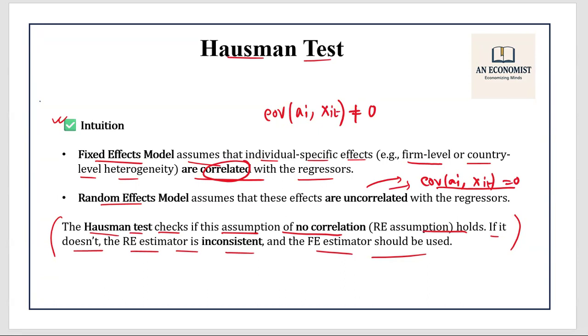So what is the intuition? The null hypothesis will test basically whether the covariance of αᵢ and xᵢₜ is 0 or not. If we see that this is true, then we say that yes, no correlation exists, which means we should follow the random effect model because the random effect assumption is holding. But if this assumption is violated, then we will say the random effect estimator is inconsistent and we should follow the fixed effect model, right? So this is the intuition on the theoretical level.